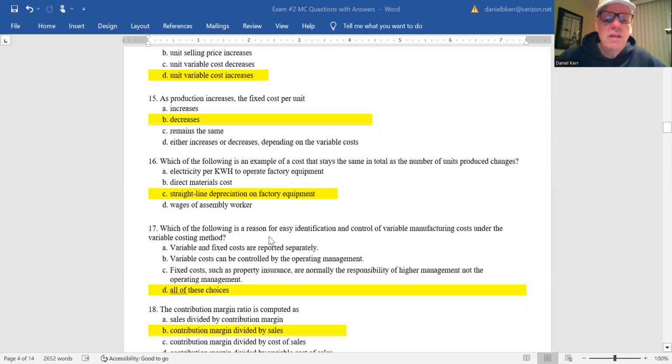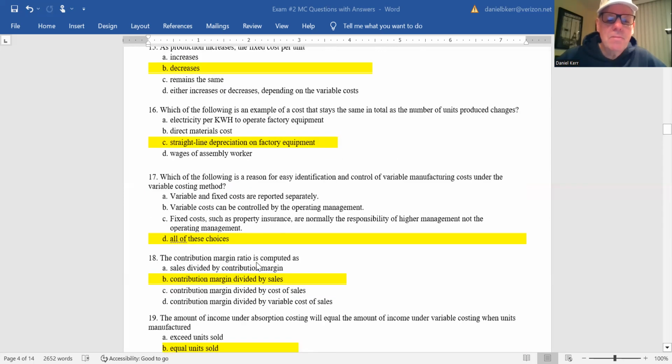17. Which of the following is a reason for easy identification and control of variable cost under the variable cost method? Well, all of those things. Variable and fixed costs are reported separately. Variable costs can be controlled by management. Fixed costs such as property and insurance are normally the responsibility of higher, not the operating management. So all of those things are true. The answer there is D.